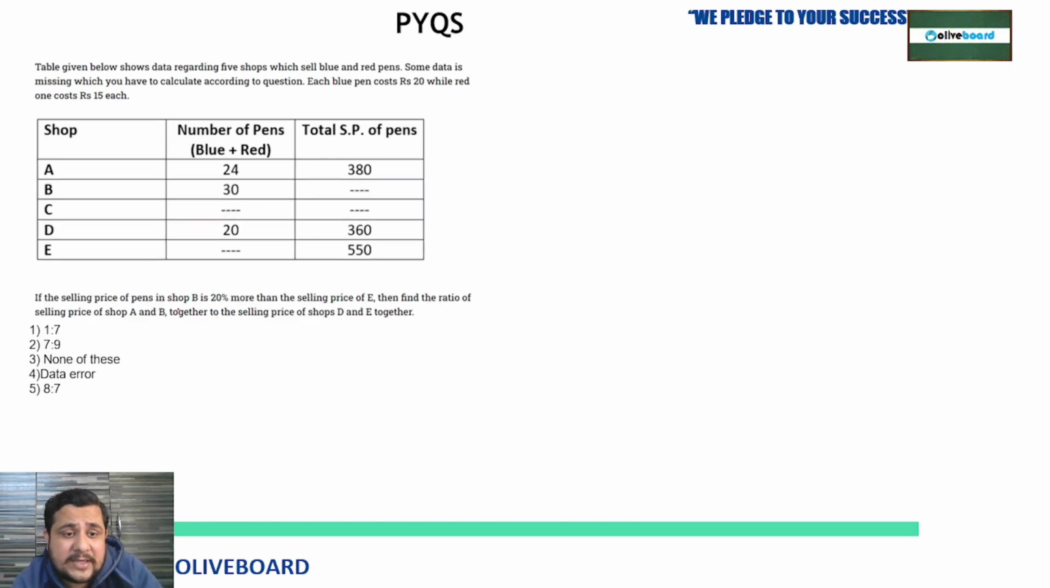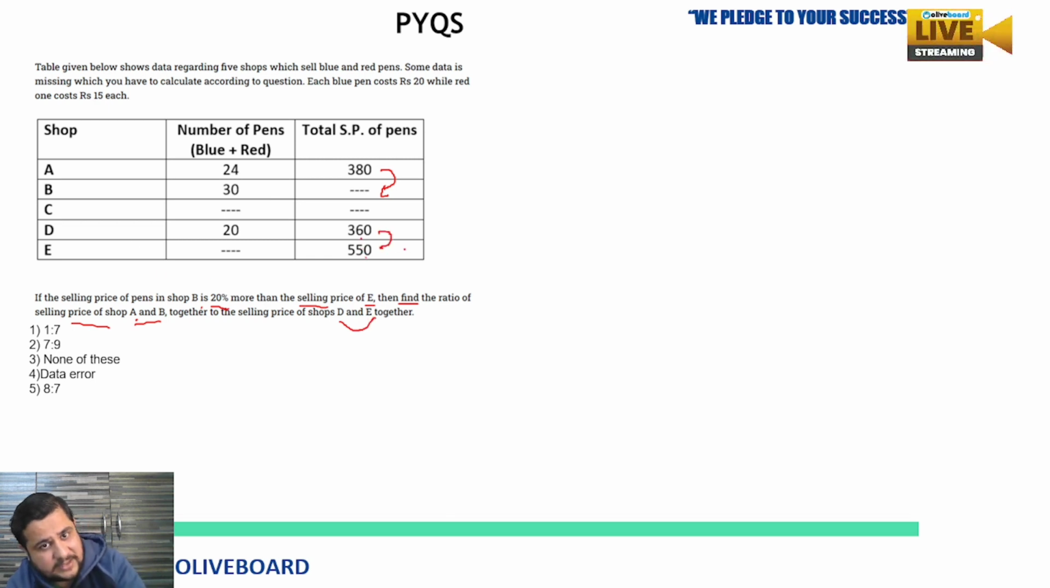Next question: if the selling price of pens in shop B is 20% more than the selling price of E, then find the ratio of the selling price of shop A and B together to the selling price of shop D and E together. So A is given, B not given. Together to the selling price of shop D and E together. D's selling price and E's selling price are given. The sum of these two will be what? 360 plus 550, 910. 300 plus 500, 800, 60 plus 50, 110.